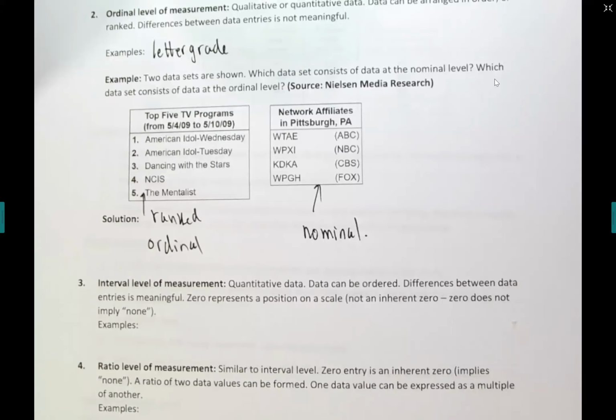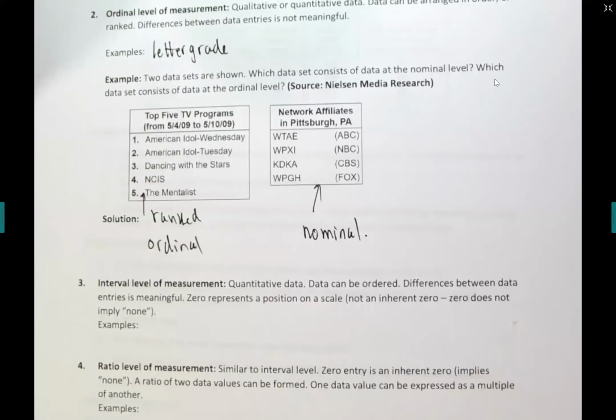But the 0 represents a position on a scale. So the 0 at this level means something. It doesn't mean nothing. For example, if I tell you I have 0 money in my pocket, that means I have no money at all. But here at this level, the 0 means something.